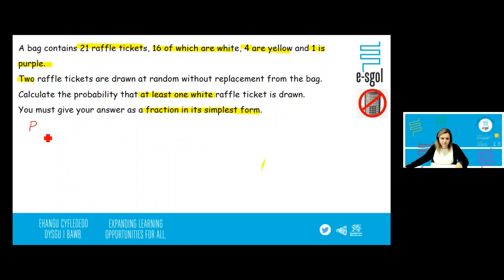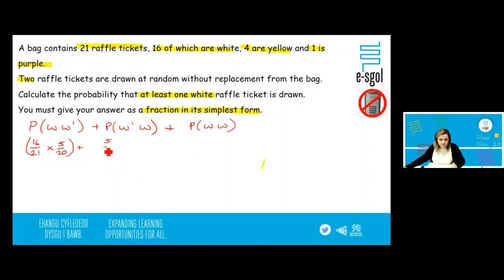At least one of them is white. So let's just go with one of them being white first of all. So we could have white and not white, or we could have not white first and then white. Or because of this at least words, you could have both of them being white as well. Okay, so there were 3 options here that you needed to do. So the first one is 16 of them are white out of 21. 5 of them are not, leaving you out of 20 there.